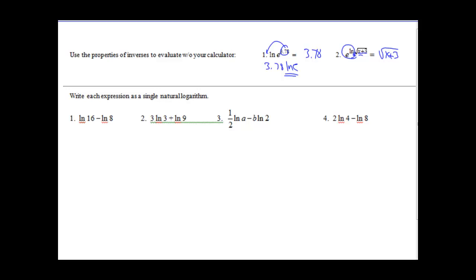Okay. More examples. We're going to write each expression as a single logarithm. We're going to do a couple with you and then let you do the other two. So number 1, properties still apply if we have a negative or a minus. Notice we're going to use division. So this is ln of 16 over 8, which is equivalent to ln of 2. Okay. Number 3, remember if there's a number in front, we can apply that to the exponent on the a. So we have ln of a to the 1/2 minus ln of 2 to the b. The minus represents division. Ln of a to the 1/2 divided by 2 to the b.